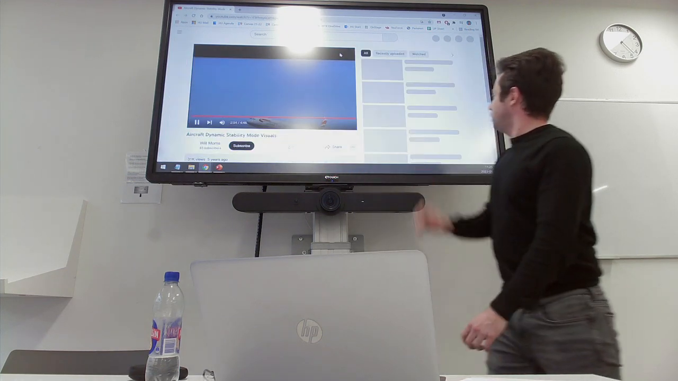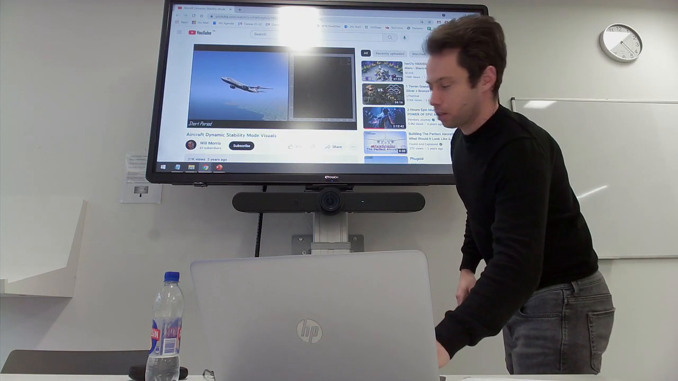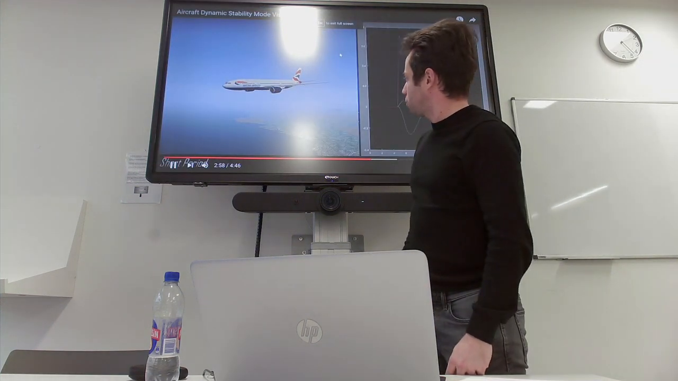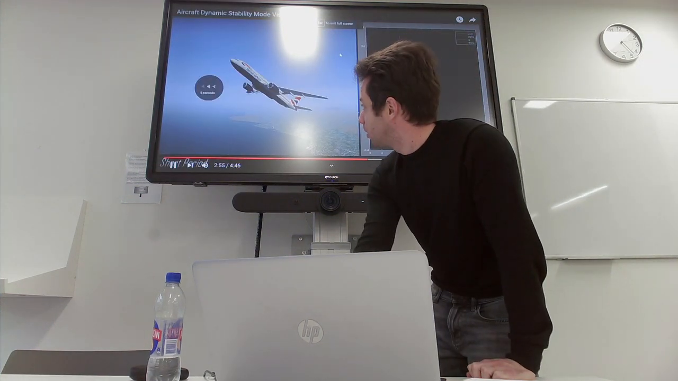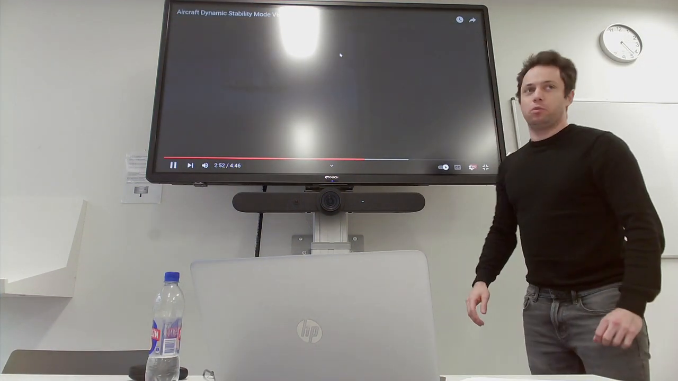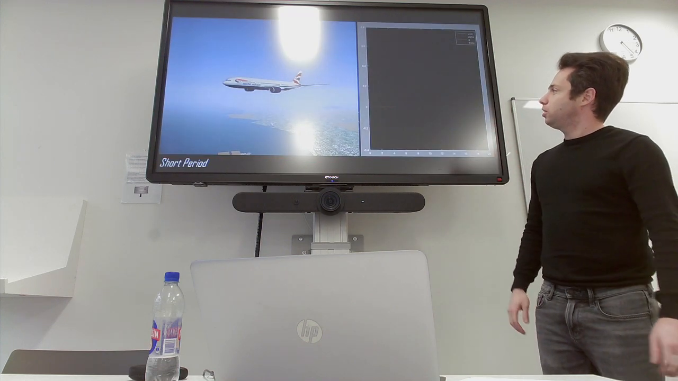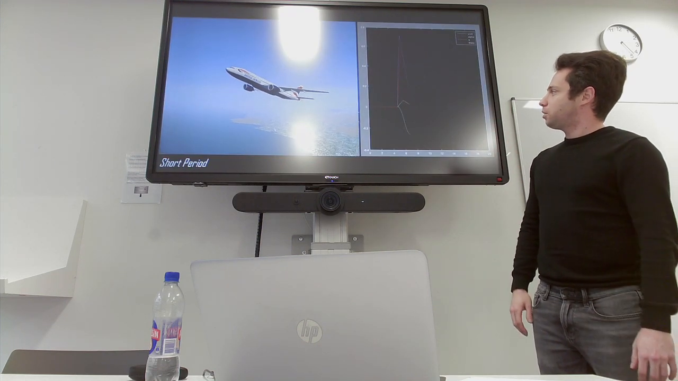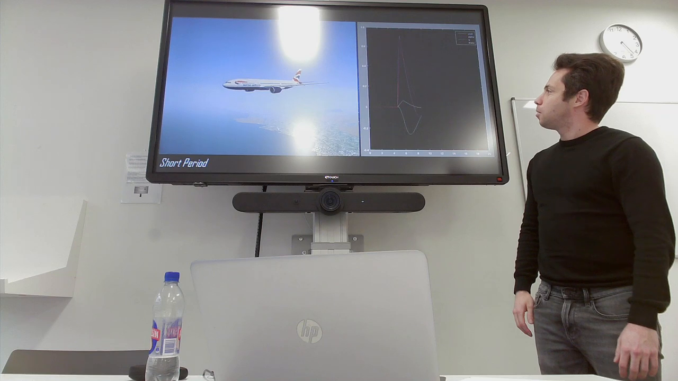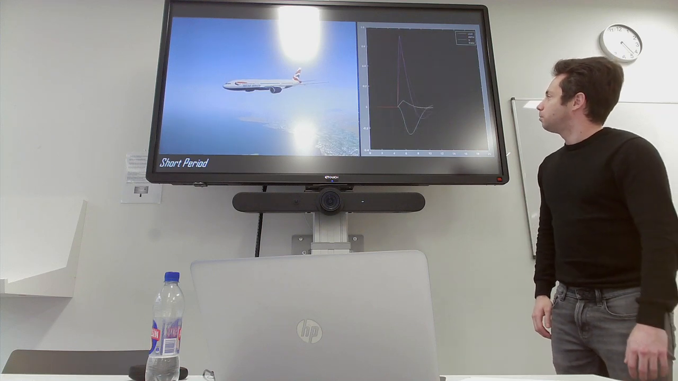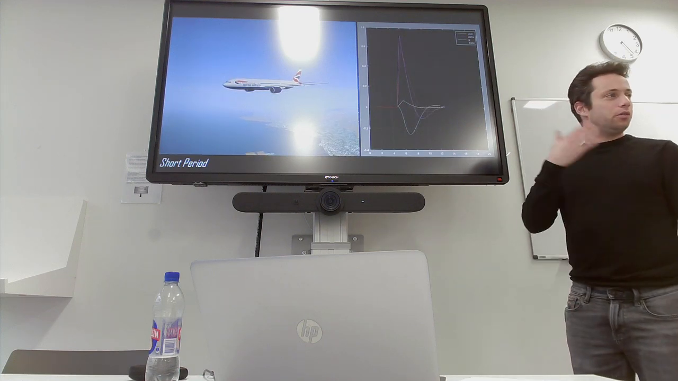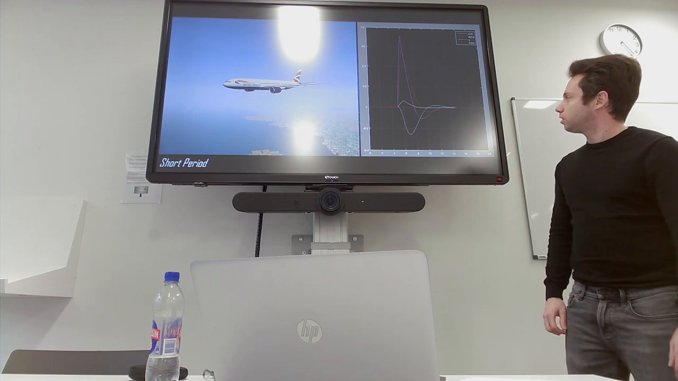So here we have an airplane. And it was really quick. Let's do that again. So this is the short period motion. What we do is we quickly give it a small rotation, and then we do nothing and see what happens. And this is what happened with the airplane. Very quickly we go back to our stable position.